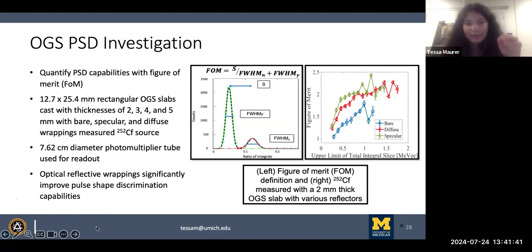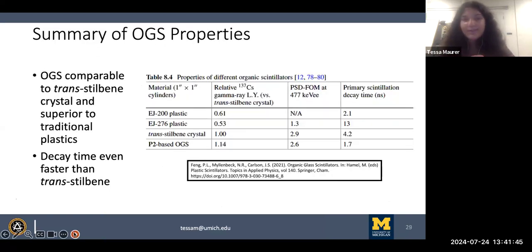And I'll have a table at the end comparing this to other materials. But here it is. This is a summary looking at light yield and PSD figure of merit. There are some plastics listed here, but I also want to highlight the stilbene crystal. We actually get a higher relative light yield for OGS compared to stilbene, and then a little bit less PSD capability.